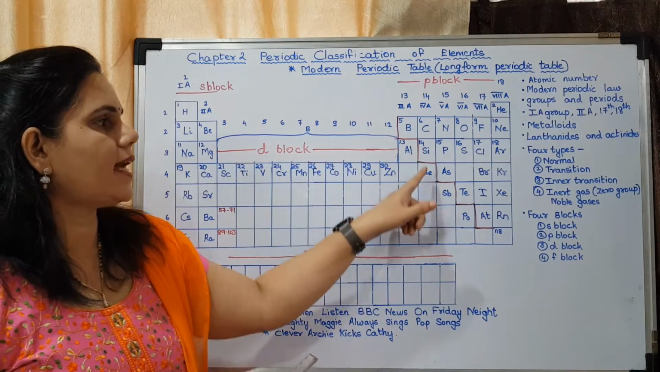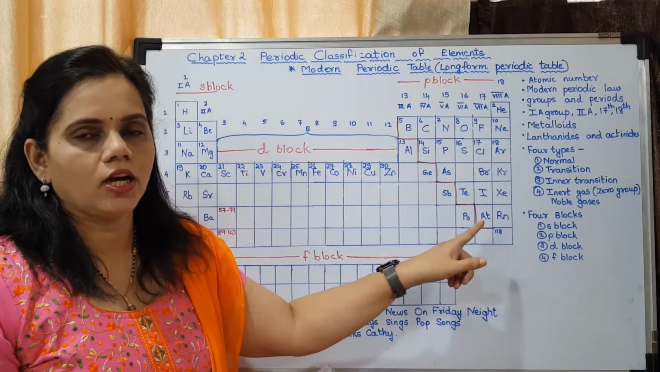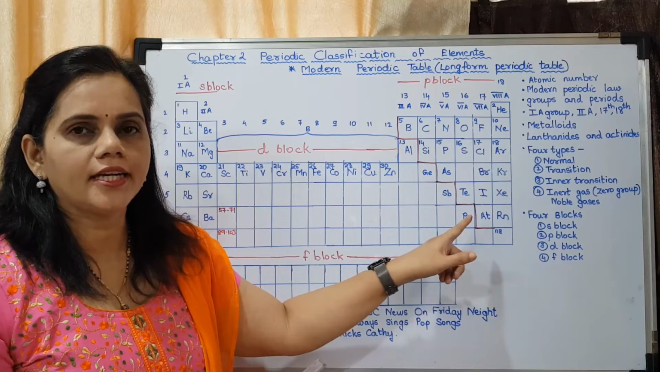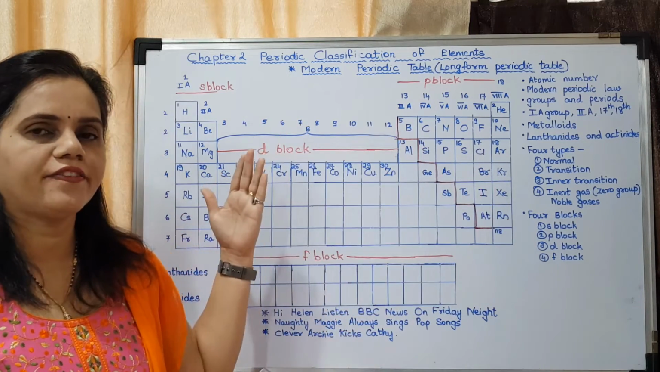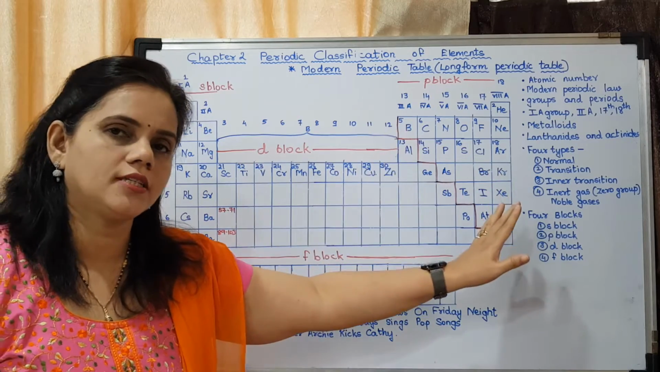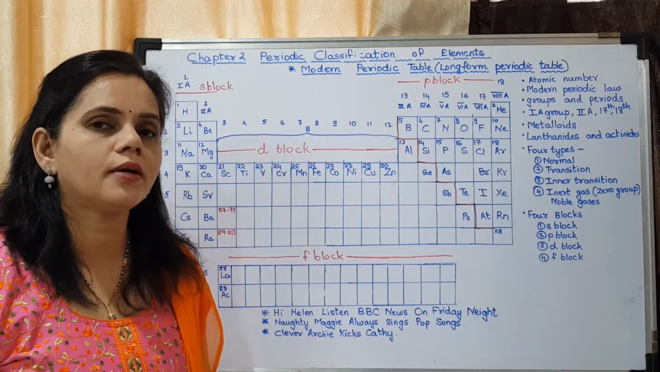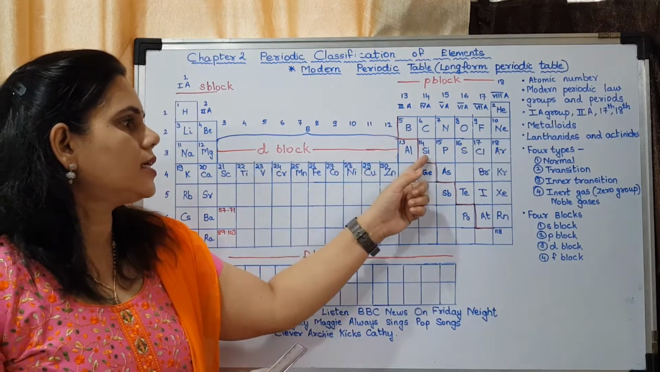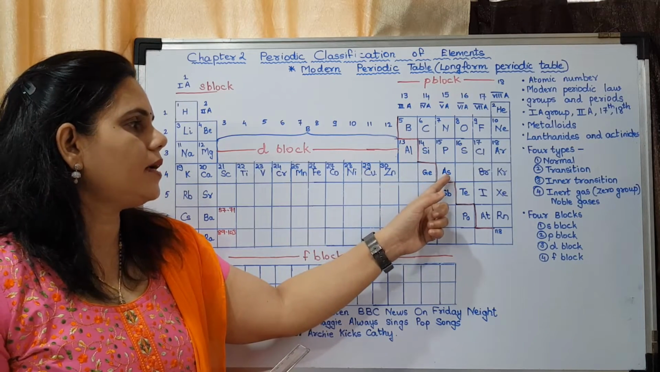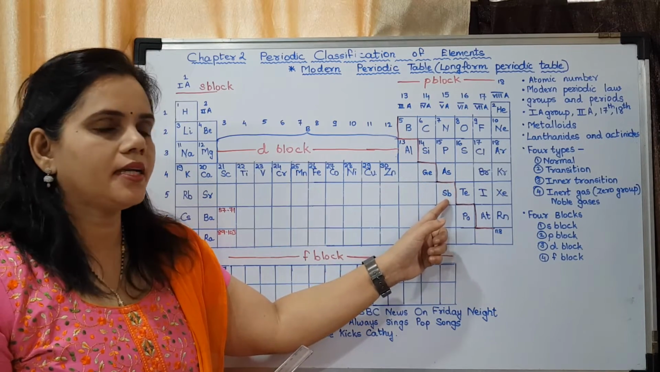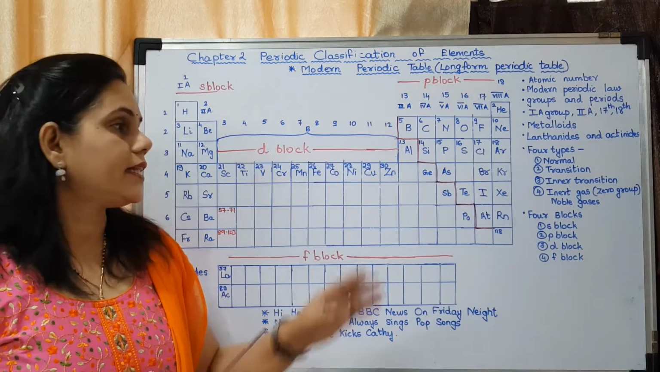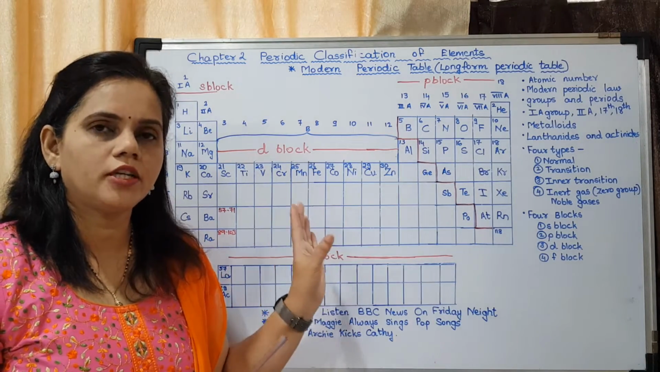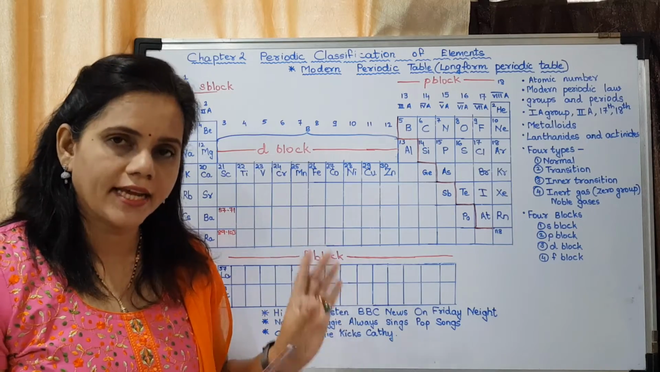So a zigzag line shows the metalloids. It separates the periodic table into a left hand side and right hand side, the metals on the left hand side and the non-metals on the right hand side. So which ones are metalloids? Boron, silicon, germanium, arsenic, antimony, tellurium, polonium. The names are given in the modern periodic table in your textbook.